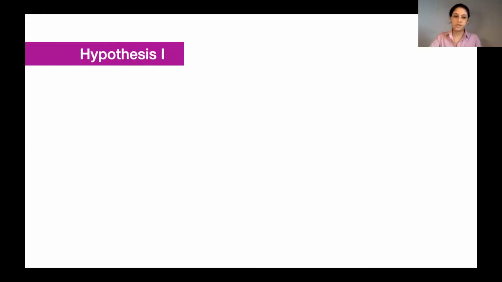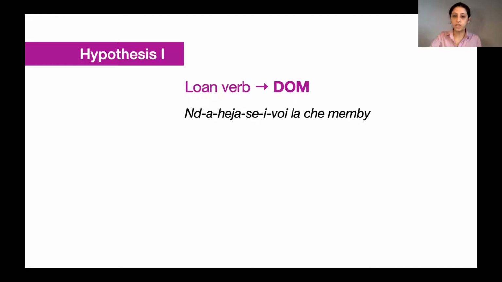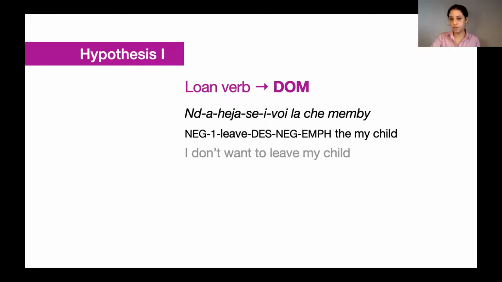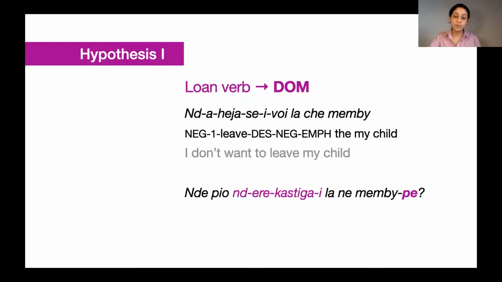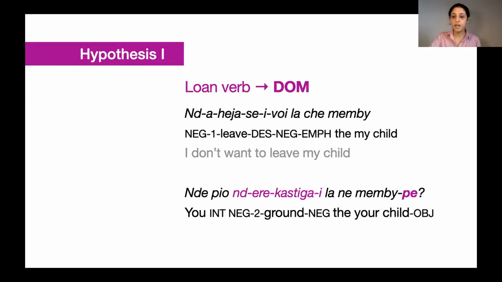The first hypothesis is, okay, if elements are being borrowed together, then maybe a loan verb will predict the occurrence of the differential object marker. So basically in this sentence, which does not have a loan verb, because hija is a native origin verb, it means to leave, then we won't get the differential object marker. But in this other sentence, where you can see castiga from Spanish, to punish, we do see the differential object marker. So I tested this hypothesis.